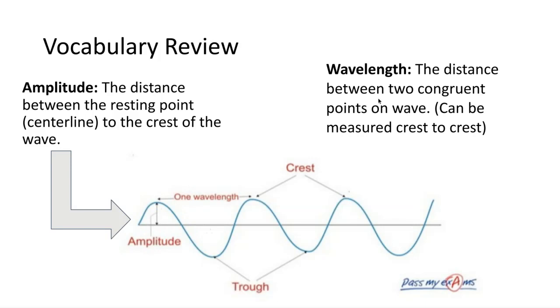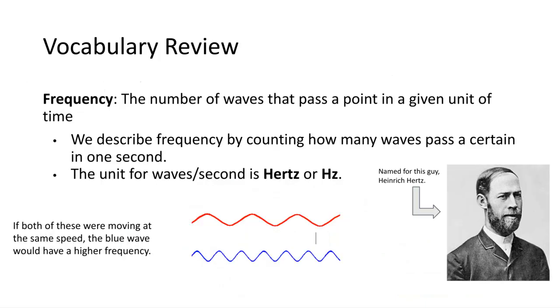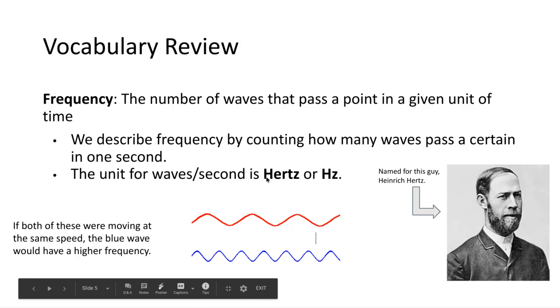Wavelength is the distance between two congruent points. So you can measure a wavelength from crest to crest. You can also measure a wavelength from trough to trough. Frequency is the number of waves that pass a point in a given unit of time. We describe frequency by counting how many waves pass a certain point in 1 second. The unit for waves per second is hertz, or capital H lowercase z. If both of these waves are moving at the same speed, the blue wave would have a higher frequency.